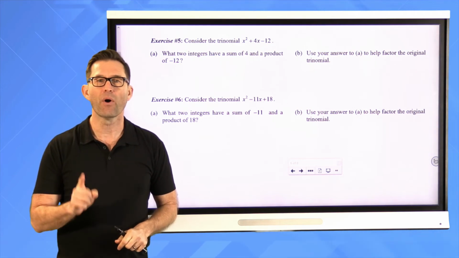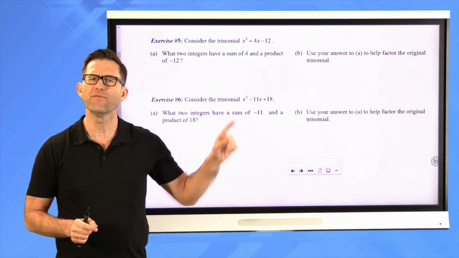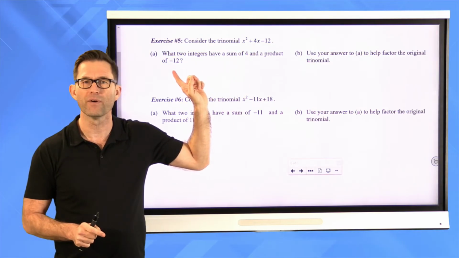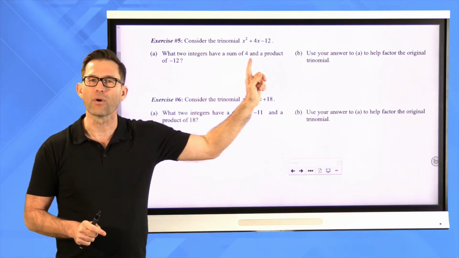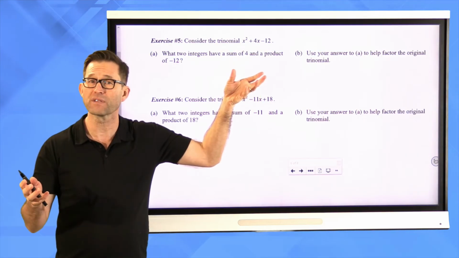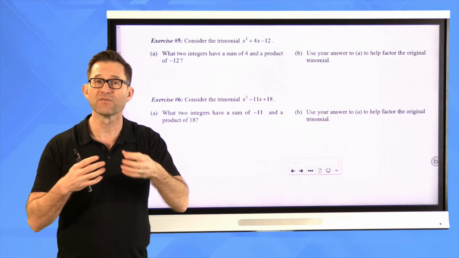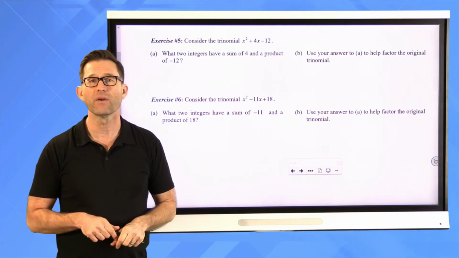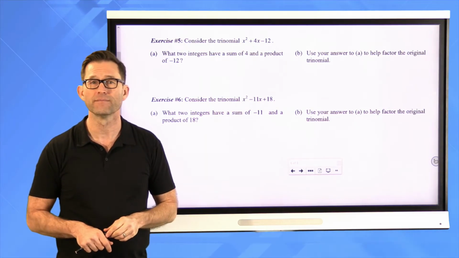So I'd like you to pause the video now and see if you can think of two numbers that have a product of negative 12, but when you add them together, right, and one's got to be positive and one's got to be negative, stuff cancels out to have a sum of just 4. Pause the video now and see if you can figure it out.